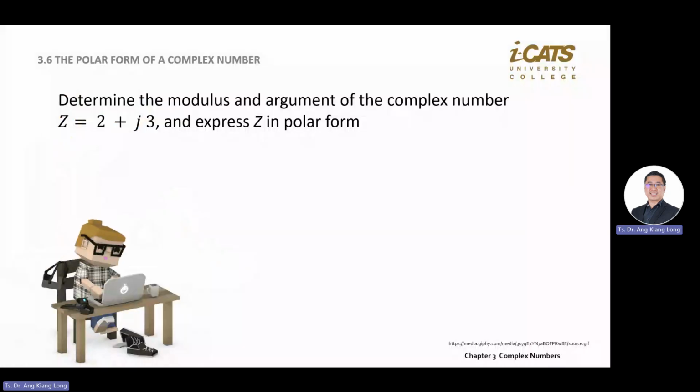Okay. Just an exercise, if you understand. So we have a quick exercise. Determine the modulus and argument for this complex number z equal to 2 plus j3, and express the z in polar form.